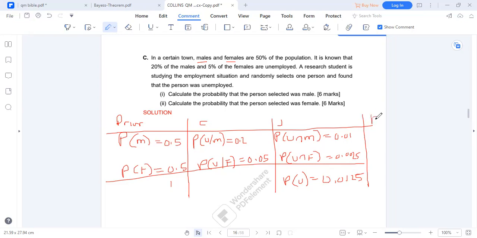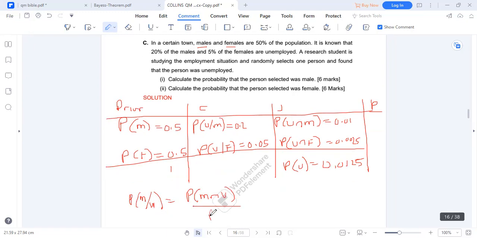Then we go to the revised probabilities. So here the revised is simply the opposite of the conditional. So this is simply the probability of M given U, which will be the probability of M intersection U over the probability of U. So simply this guy divided by that guy, I'll get M given U. So 0.01 over 0.